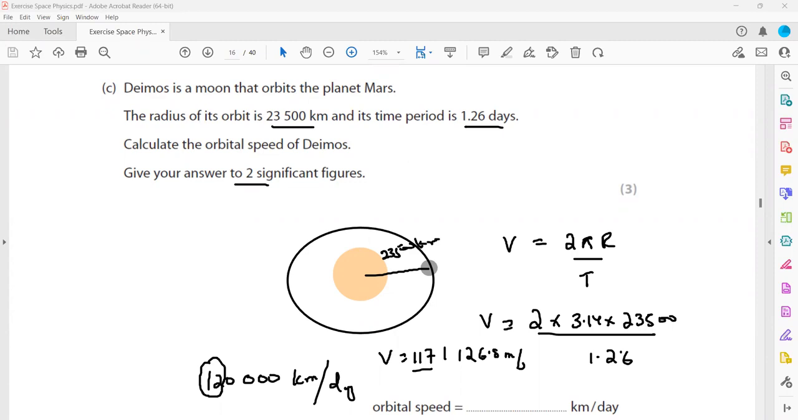Why do you have to round off? Because in the question they ask that your answer should be in two significant figures. Or I can also write 12 times 10 to the power 4, here 1, 2, 3, and 4. So I can write 12 times 10 to the power 4 kilometers per day. So that's how we rounded off, because these are the reliable digits, the two significant figures. Is this question clear to everyone? Yes, sir. Clear.